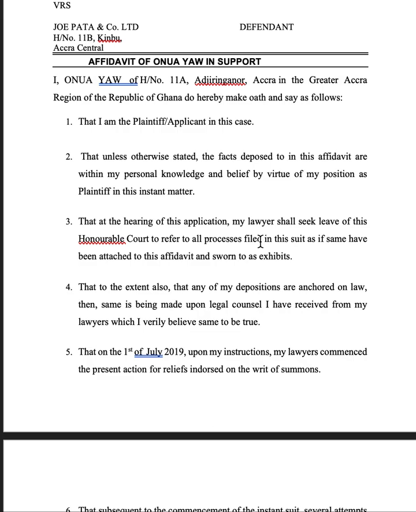I, Onuyaya, of house number 11A Ajiringan, Accra, in the Greater Accra region of the Republic of Ghana, do hereby make oath and say as follows. 1. That I am the plaintiff applicant herein. So I make it that I am the deponent herein and the plaintiff applicant in this suit. 2. That unless otherwise stated, the facts deposed to in this affidavit are within my personal knowledge and belief by virtue of my position as plaintiff in this instant matter.